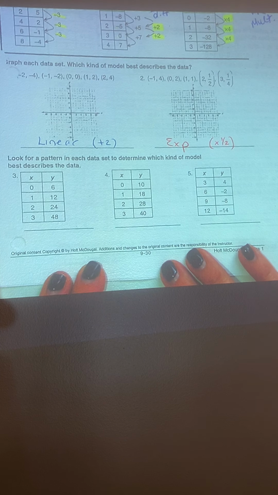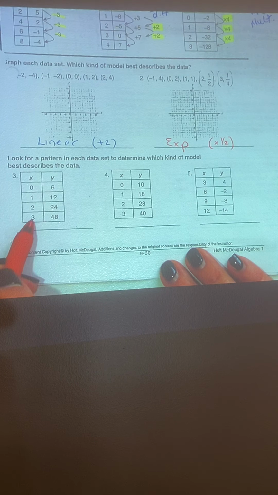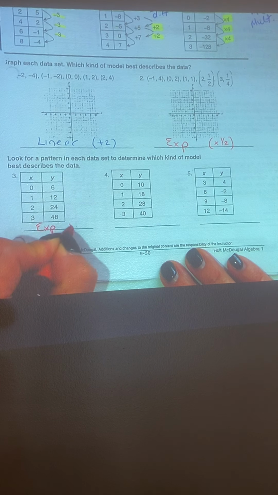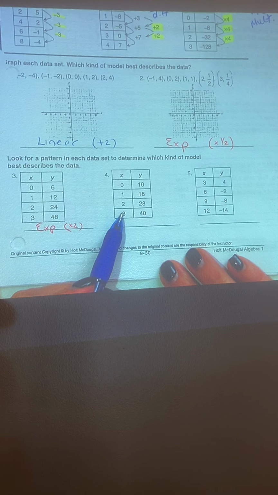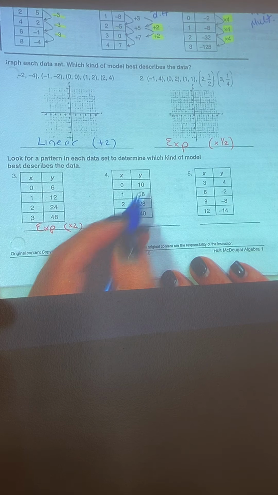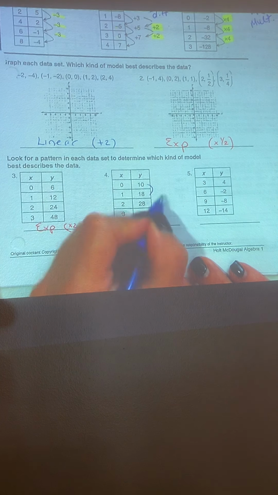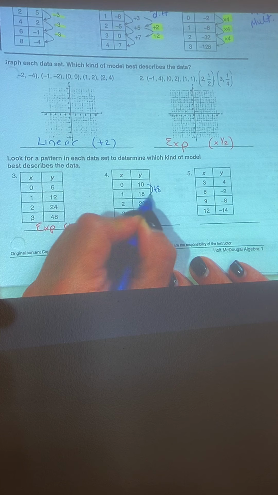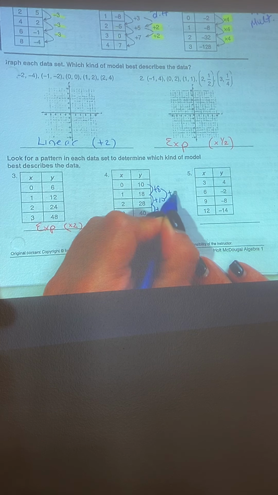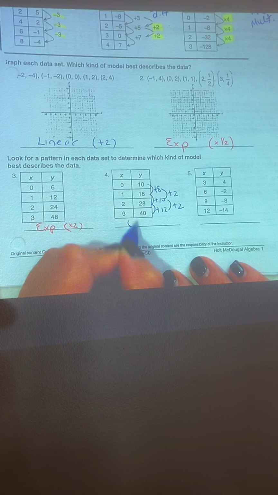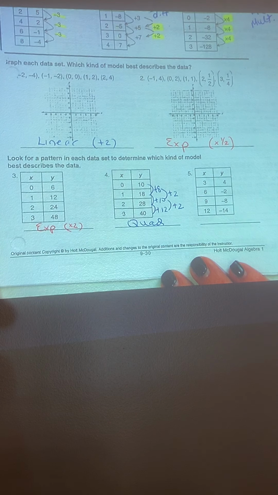Number 3, x's are good. My y's are 6, 12, 24, 48. Exponential, multiplying by 2. Number 4, 0, 1, 2, 3 is good. My y's, 10, 18, 28, 40. Going up by 8, going up by 10, going up by 12. Now let's look at the second difference. By 2, therefore it's quadratic. Notice, the second difference is the same.